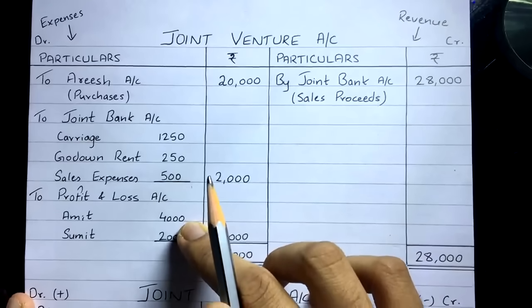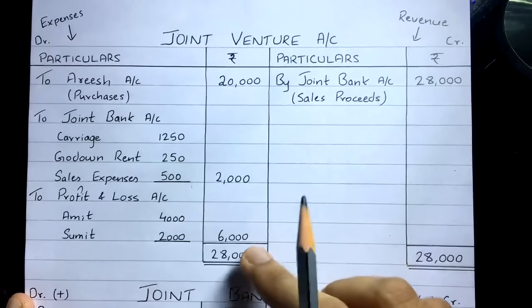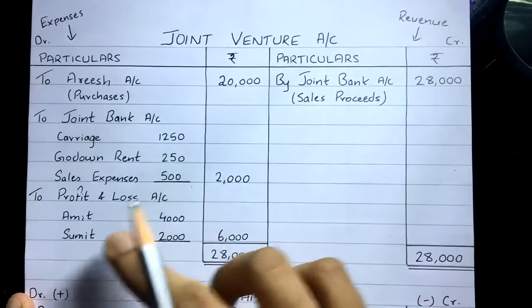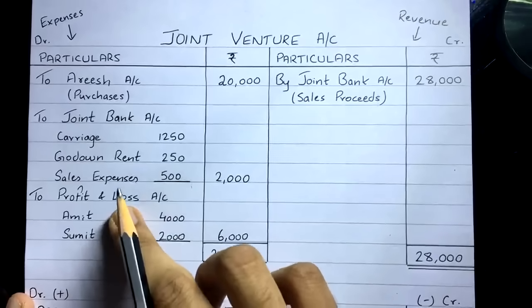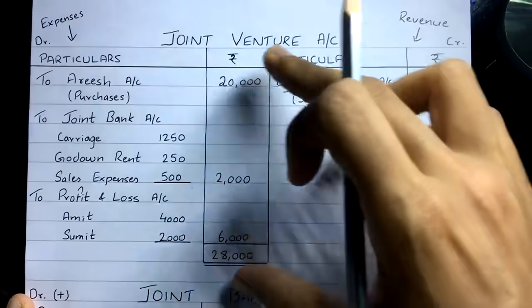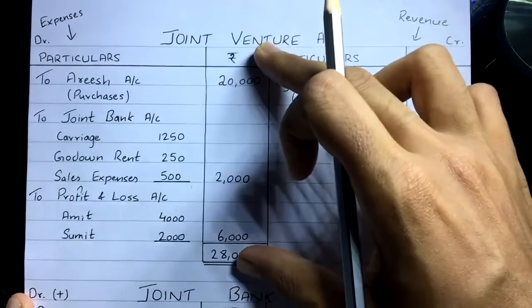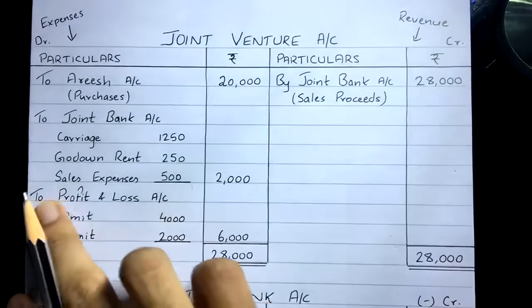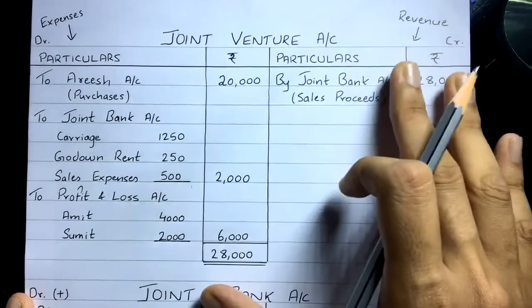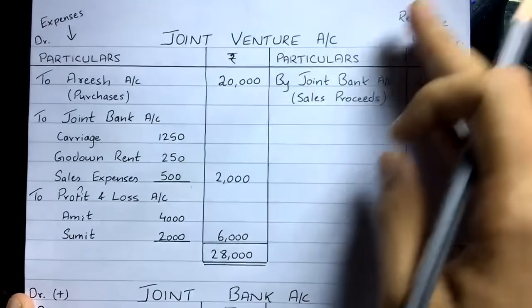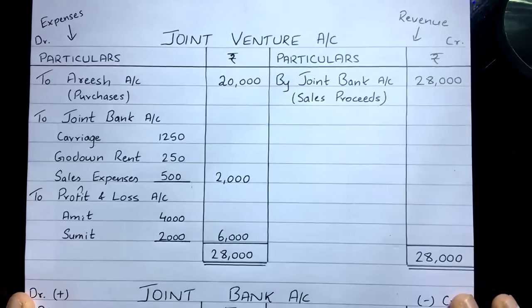And then you have to share this 6,000 profit in the ratio of 2:1. I have shown this while doing the journal entries, how I got this profit. Then 4,000 and 2,000 will go to Amit and Sumit. That is the profit and loss. This will come on the debit side because the debit side is shorter, right? Expenses are short, so you take it on the debit side to profit and loss account. This is similar to trading and profit and loss account. We take all the expenses on the debit side and all the revenues on the credit side. It's very simple.